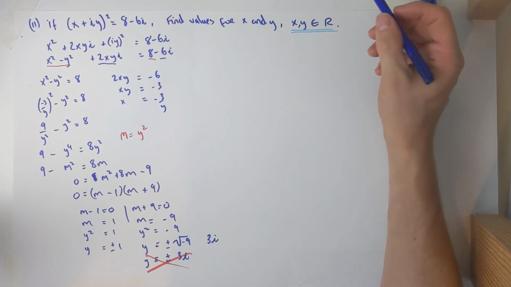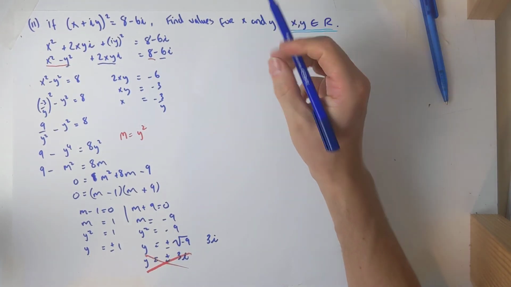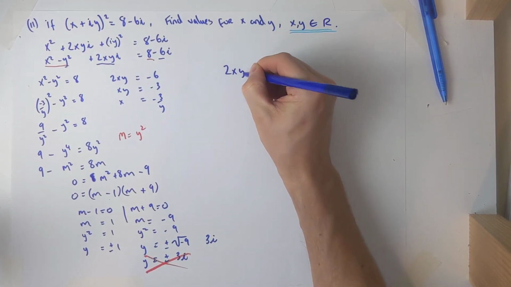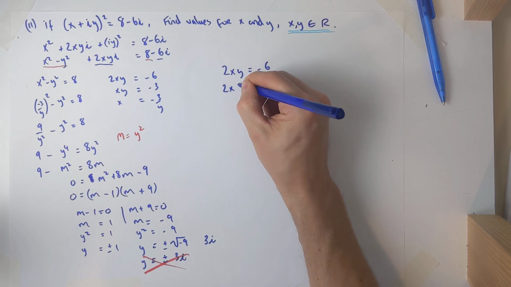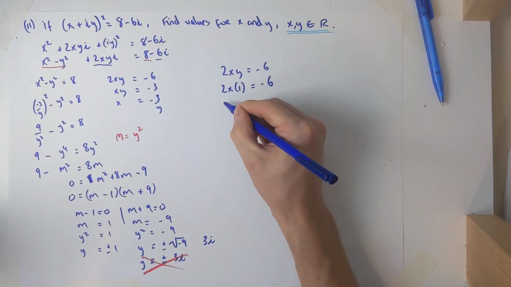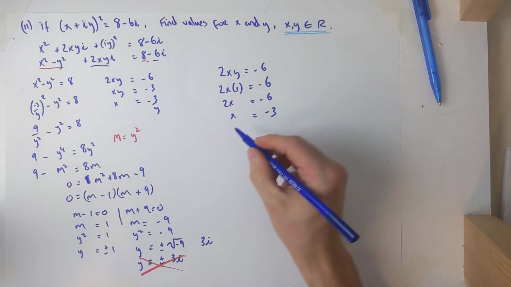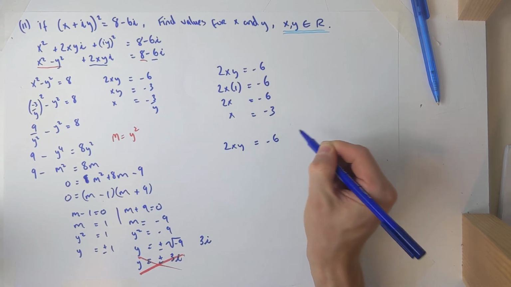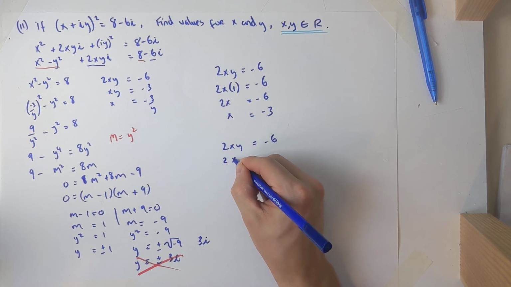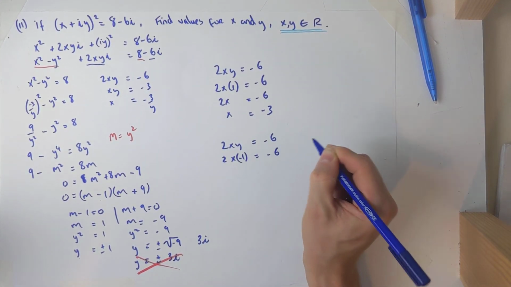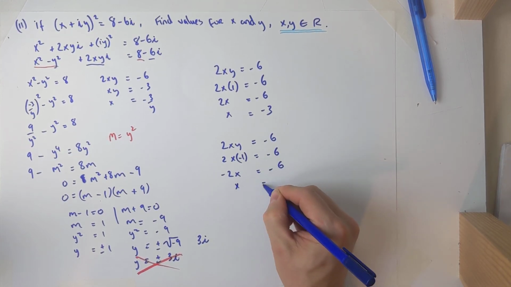So go back to one of your equations, for example this one here, your linear one, 2xy is equal to minus 6. You substitute in plus 1 first of all, so you get 2x times 1 is equal to minus 6. That's 2x is equal to minus 6, which means x is equal to minus 3. And you do it again, 2xy is equal to minus 6, but this time you're substituting in minus 1. So you get 2x times minus 1 equals minus 6. That's minus 2x is equal to minus 6, which gives you x equals plus 3.